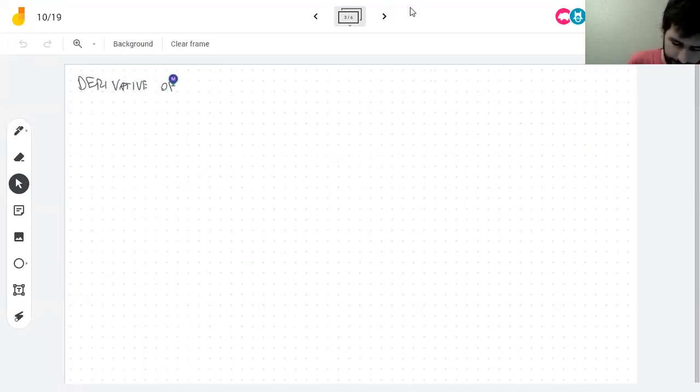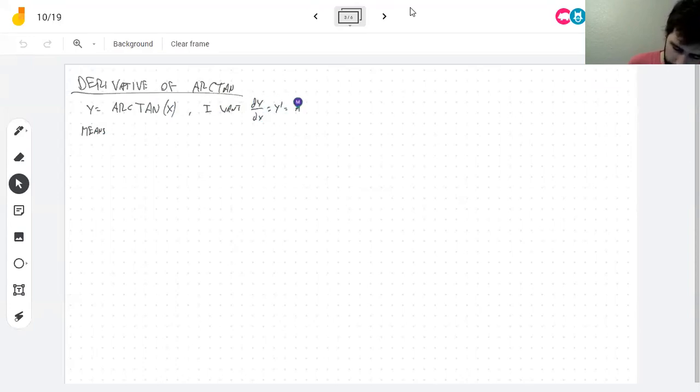Derivative of arctan. So it's just going to be exactly the same, except for the trig part. I'm going to write y equals arctan of x, and I want to find dy/dx, or y prime, because this is going to be the derivative of arctan.